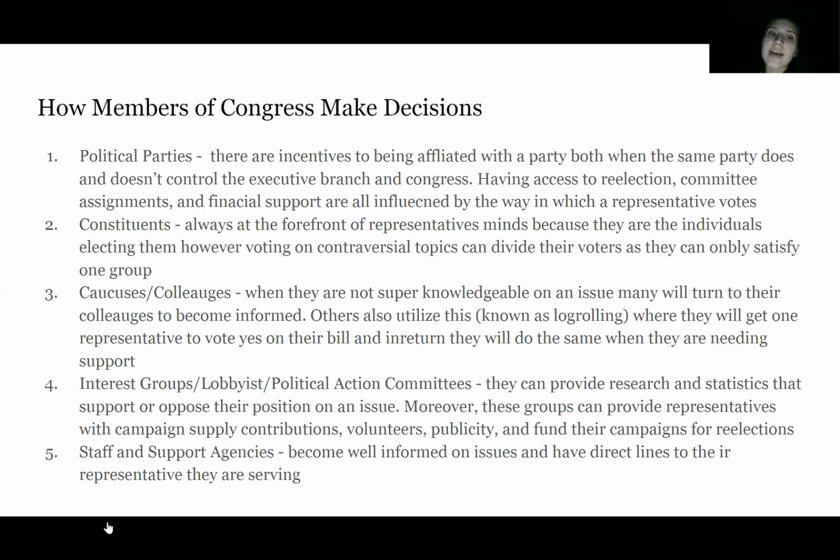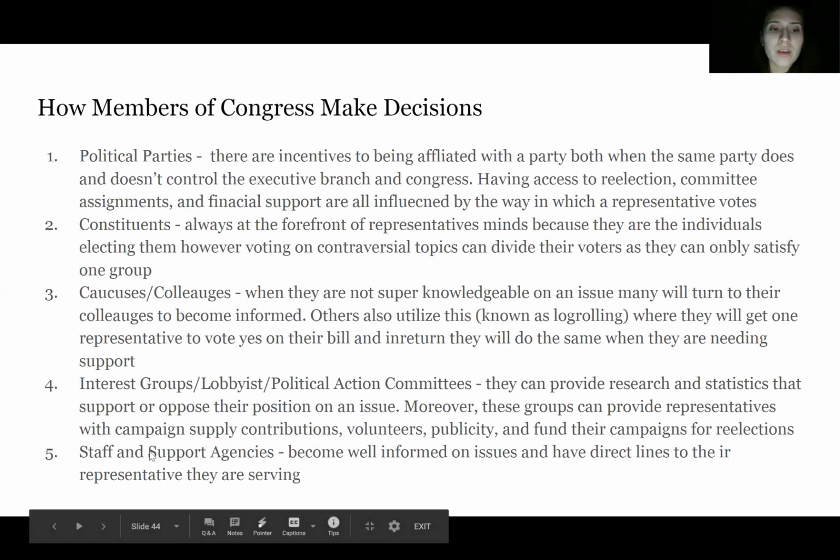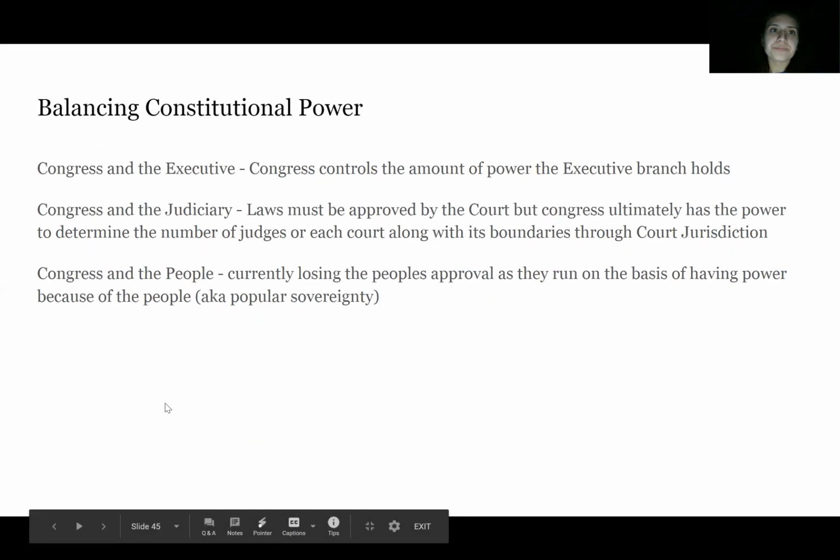Then we have lastly, staff and support agencies. The people working within their group, the people working with them, have a direct line to the representatives. So they're going to be able to influence the ways in which they vote, because their employees are becoming so knowledgeable on the same issues that the representatives are looking at. So those are the 5 groups that come to mind when representatives are making a decision.